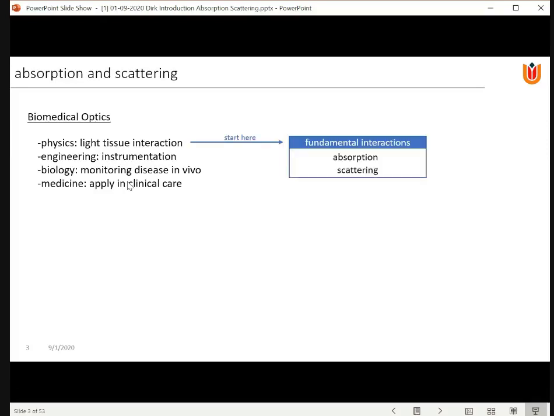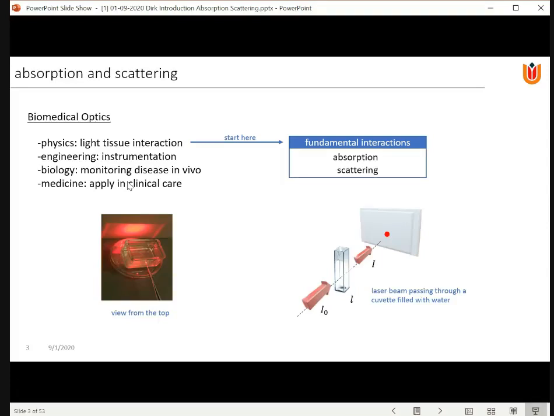But we'll start here. We'll start with the physics now, and basically look at the fundamental interactions of light with tissue, and these are absorption and scattering. Light absorption, and light scattering. So what you can see in this picture on the bottom left is just a glass with water in it. There is a laser. You're looking from the top. There is a laser shining on that glass, and some of the light is passing through, and that is projected onto a screen.